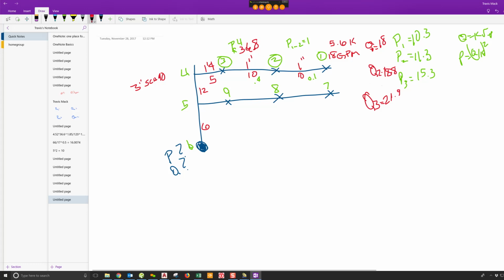Okay, so now the flow from 3 to 4, as I add up all three of these, or 36.8 was the flow here, plus the flow coming out of this is 21.9. So 36.8 plus 21.9 equals 58.7. So 58.7 is the flow right here. Do you guys see that? Okay, so I haven't lost anyone yet.